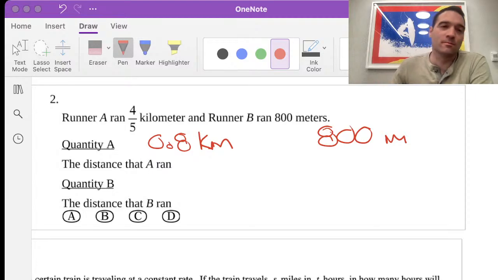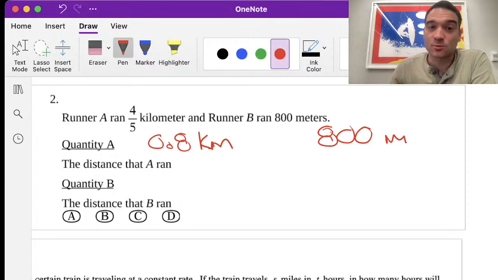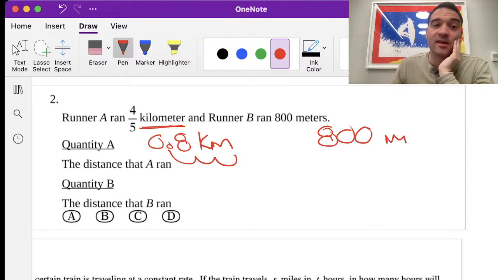The way to solve this, of course, since we're talking about kilometers, there are 1,000 meters in every kilometer, so we would need to multiply this by 1,000. 1, 2, 3, and that gives us 800 meters so that they're equal.